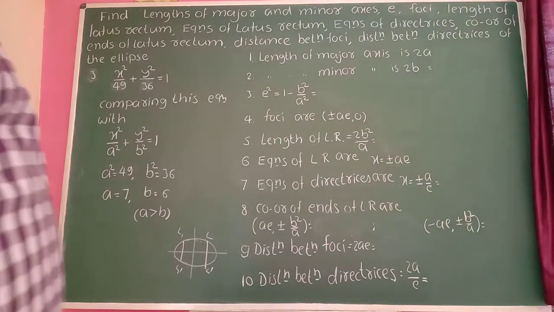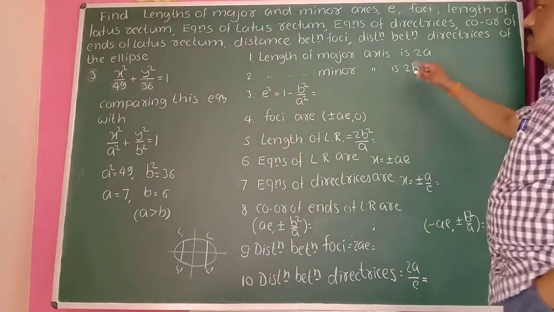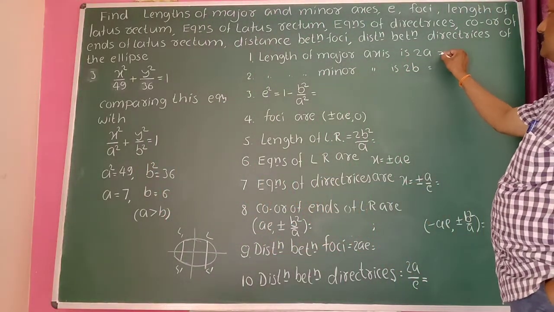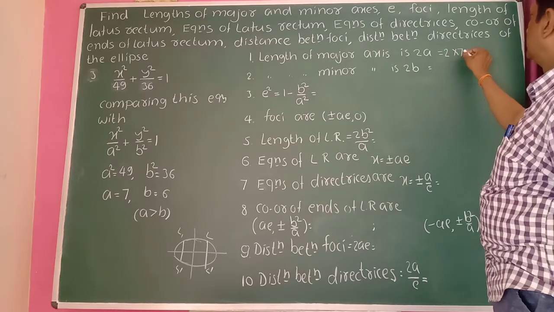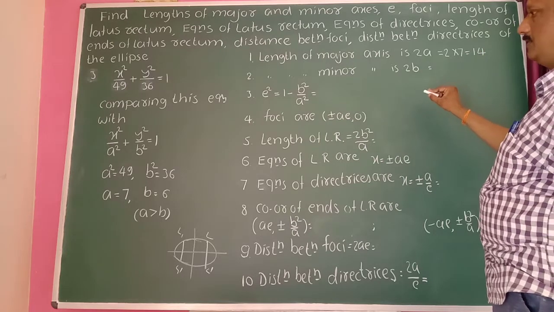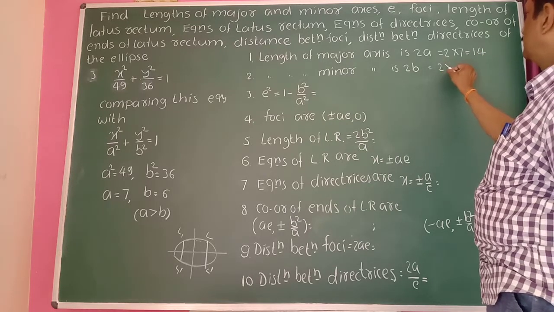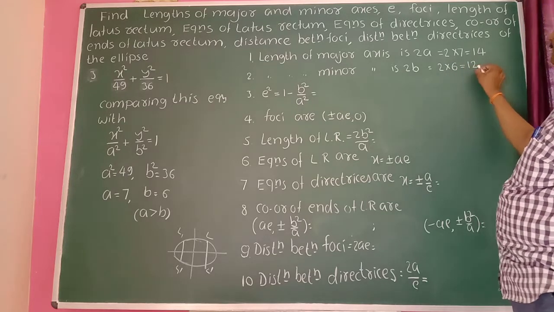Here also the x axis is the major axis. So the length of the major axis is 2 into 7, 7 twos are 14. The b value is 6, so the minor axis is 2 into 6, which is equal to 12.